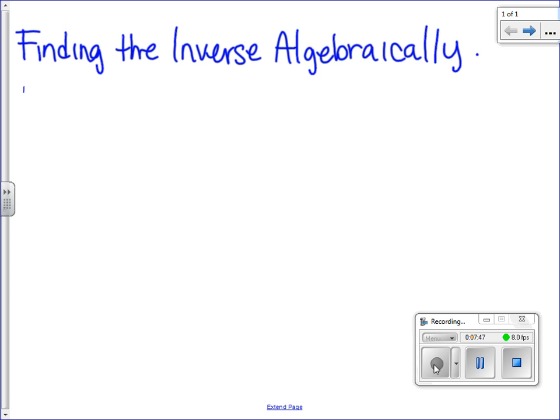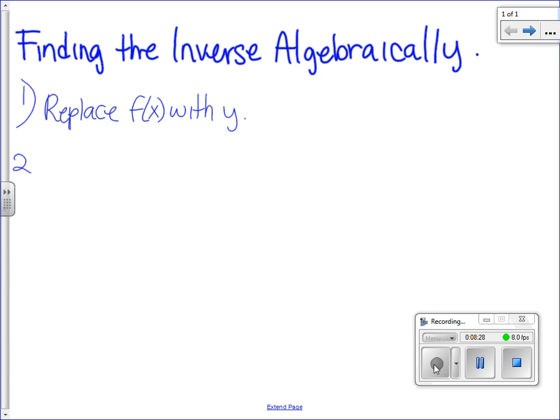So step number 1 is to replace f of x with y. And we already established that f of x is just the function notation for the y value, or for the output, correct? So they have the same meaning, but for the purpose of finding the inverse of a function algebraically, we cannot do it with f of x. That's why we have to do it with y. If your function is already defined as y equals and then the function, then you skip the first step.